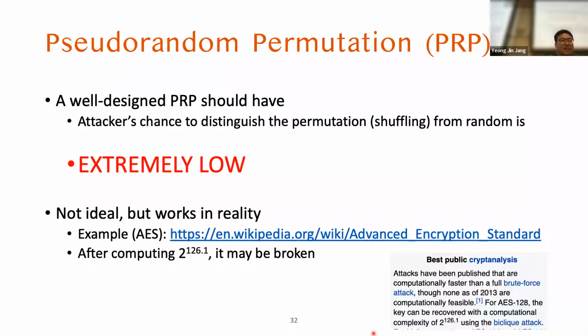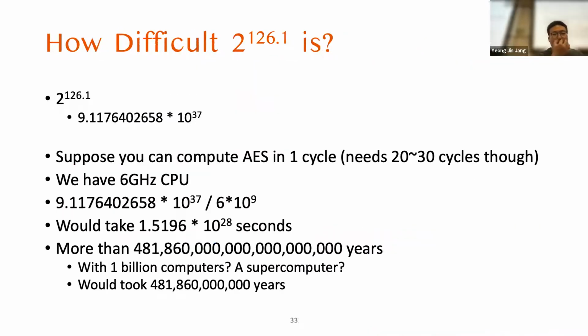Let's take a look at how difficult it is. 2 to the 126.1 is a big number. This is 9.11 something multiplied by 10 to the 37.